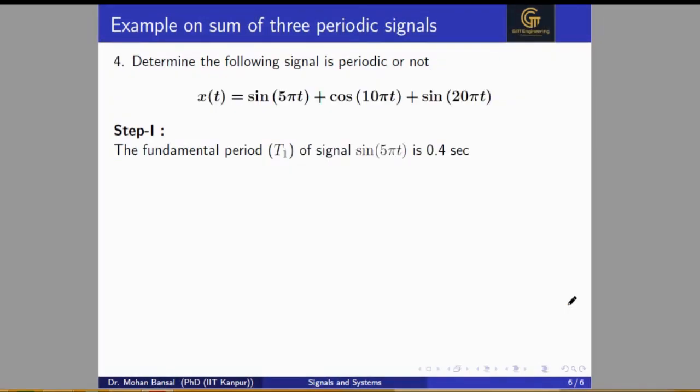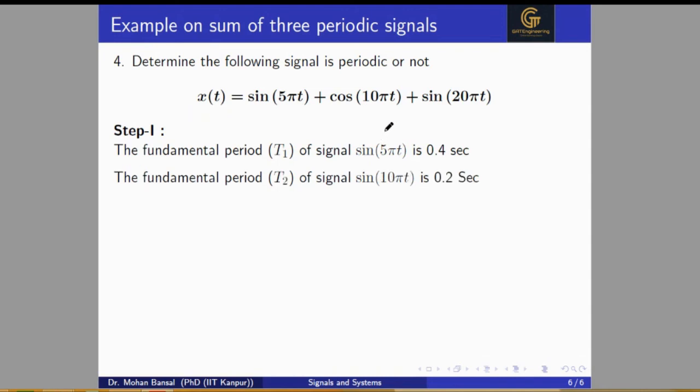Now come to the fourth and last problem of this tutorial. Here we are taking three periodic signals instead of two, and this signal x(t) is the sum of three periodic signals. So the fundamental period T1 of the signal sin 5 pi t is 0.4 seconds. In the same way we compute 2 pi divided by 5 pi. So 2 divided by 5 will be 0.4.